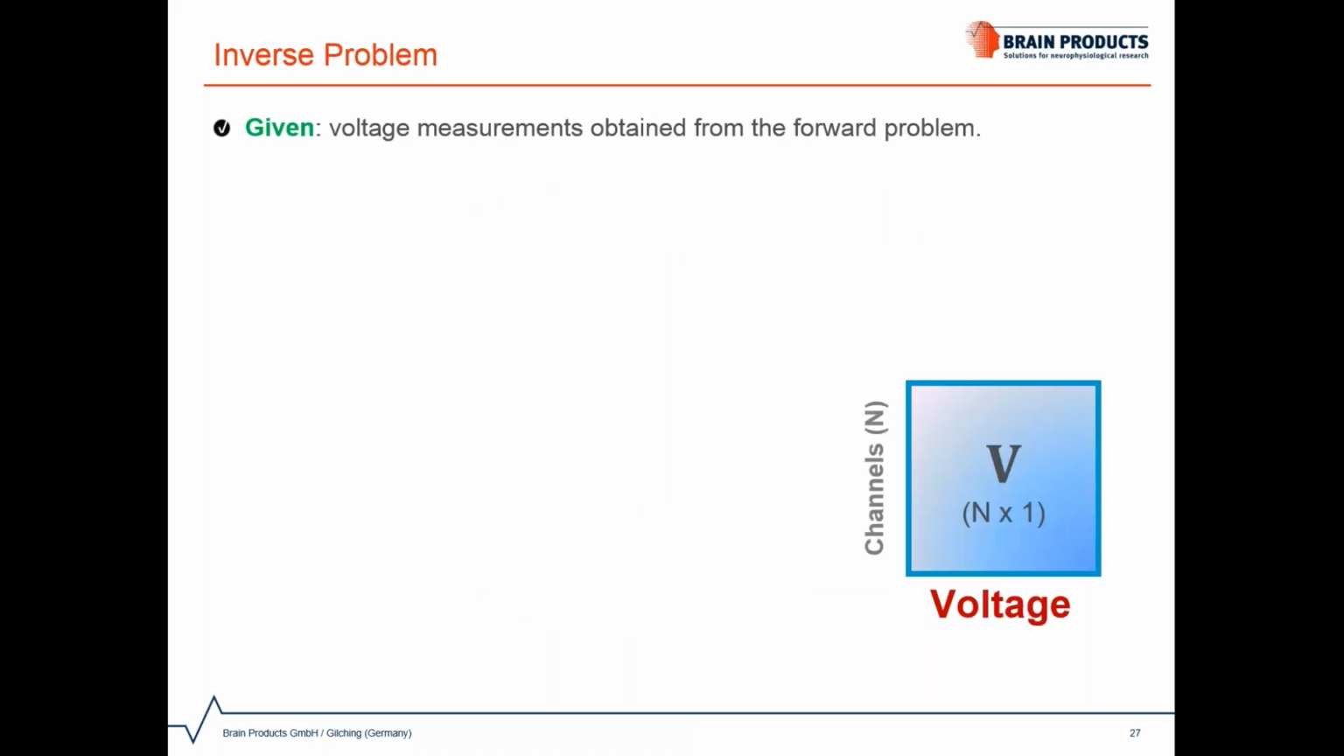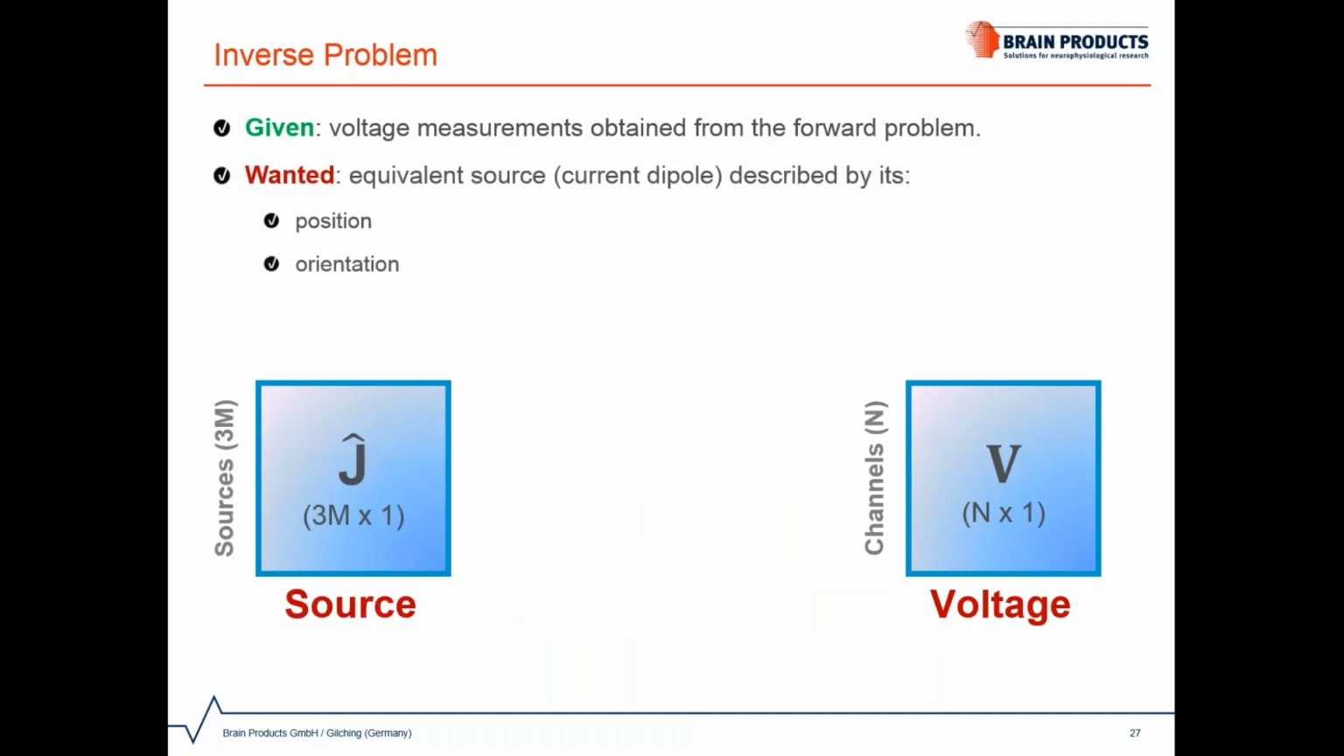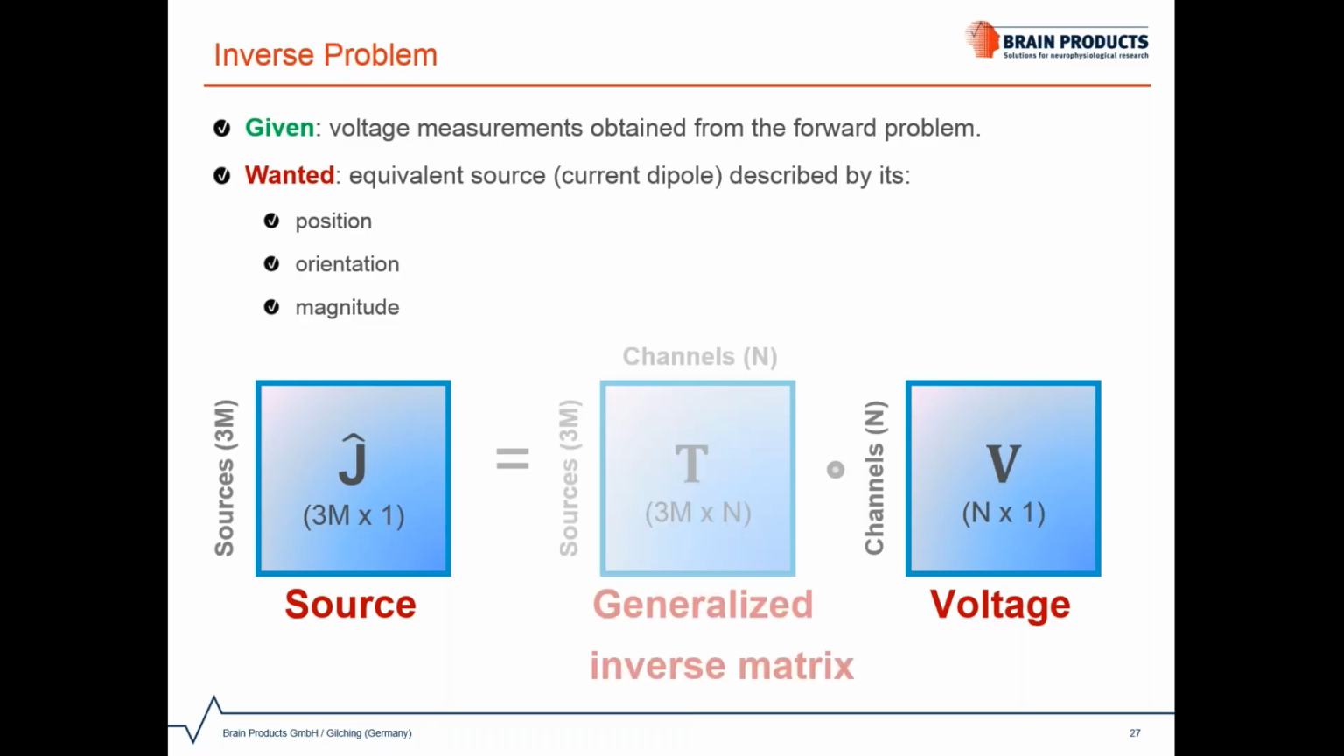To start with, you have the voltage measurement that you obtained by solving the forward problem. And what is wanted now is to estimate the neuronal current sources described by their positions and orientations in the brain, along with their magnitude variation in time. So as in the forward problem, here also there exists a so-called generalized inverse matrix that relates the voltage to the source. The multiplication of this matrix with the voltage matrix gives you the estimated current source matrix J hat.